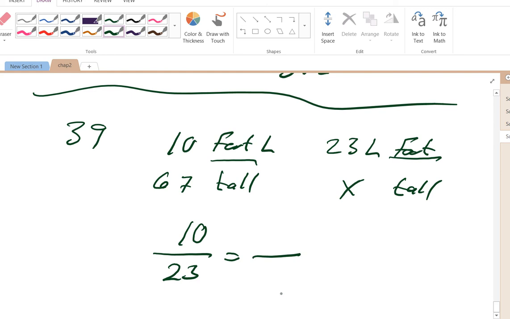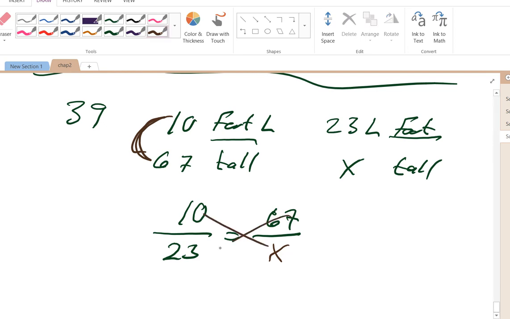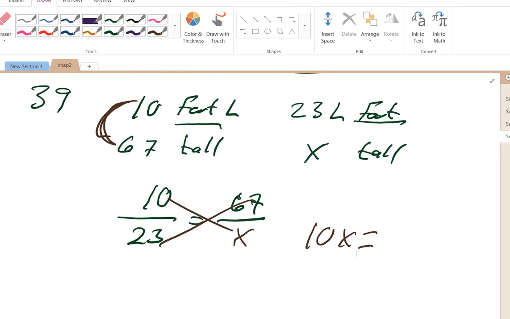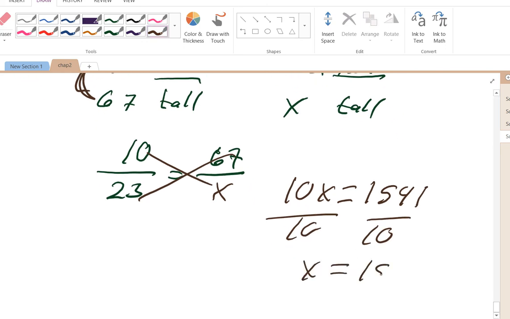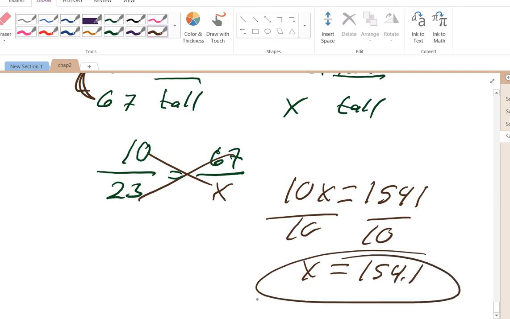All right. What number would I put up here for tall for the 10? That's right. Because those two are related. Okay. So then we put our X down here. Cross multiply. 10x equals, I don't know what 23 times 67 is. Somebody will have it. 1541. Thank you. Divided by 10, and we get the answer, 154.1. Pretty tall.